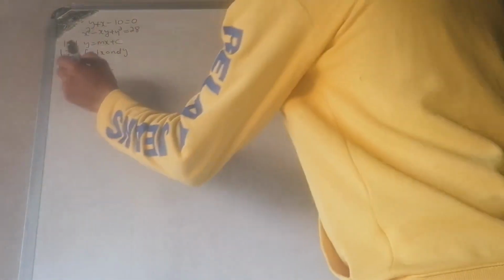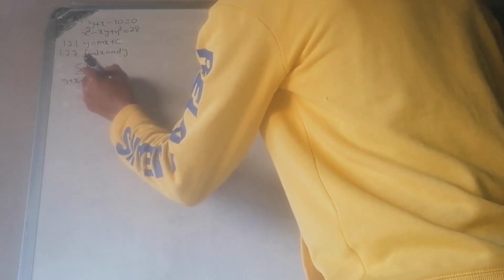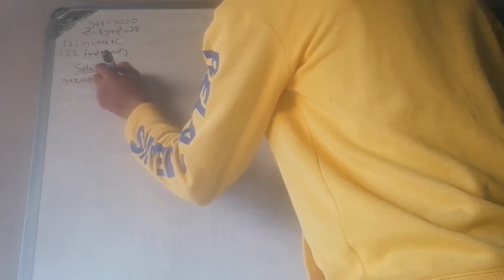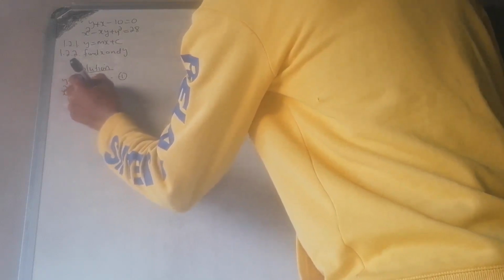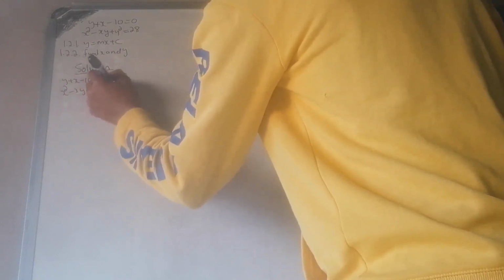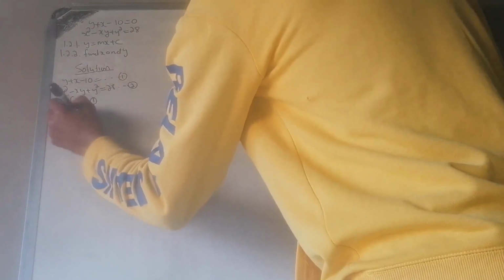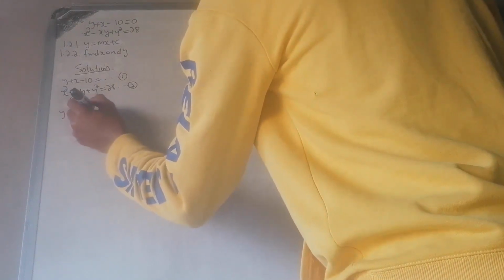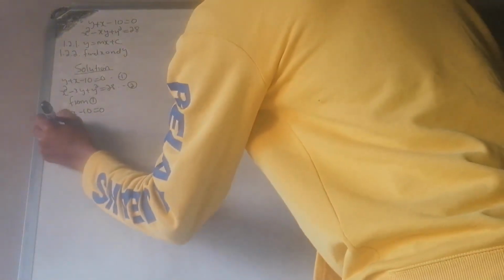I'm going to write y plus x minus 10 as my equation 1, and I'm going to write x squared minus xy plus y squared equals 28 as my equation 2. And then I'm going to say from 1, y plus x minus 10 equals 0. And then I'm going to make y the subject of the formula here.